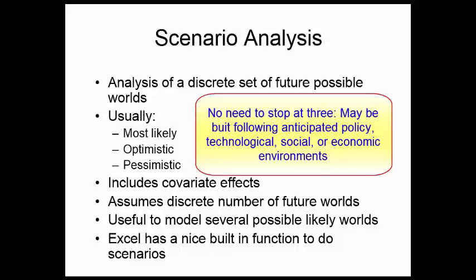Scenario analysis has the disadvantage that you are only able to analyse a discrete number of future worlds, and while 3 is a useful minimum, there is no need to stay with that. In fact, a thoughtful student or a thoughtful analyst can work out considerably more than the optimistic and pessimistic hanging off the most likely. We can look at things like the impact of various changes to the world, whether they're physical or economic. And so it's useful to model several possible likely worlds. And so 3 would be the absolute minimum, 5 would be better, and perhaps more.